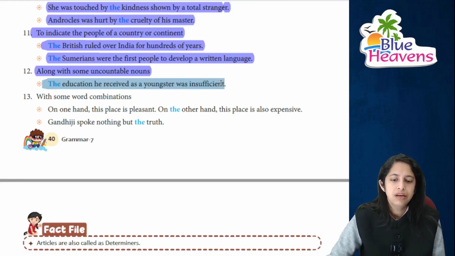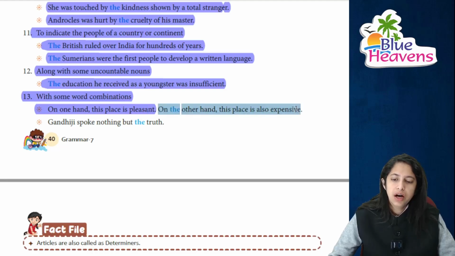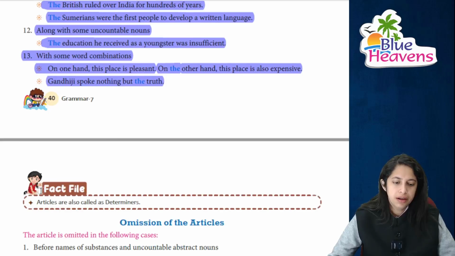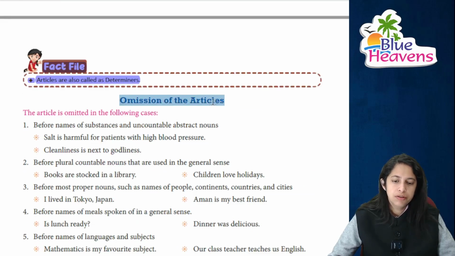The education he received as a youngster was insufficient, right? With some word combinations: on the one hand, and of course on the other hand, the place is too expensive, and Gandhiji spoke nothing but the truth, right? There is a fact file: articles we also call determiners. Omission of the articles: where you do not have to use an article.